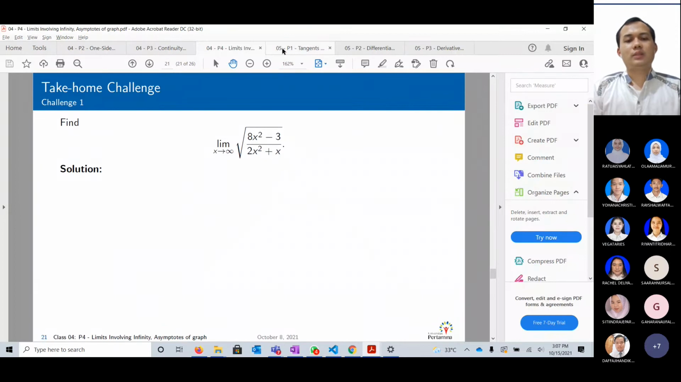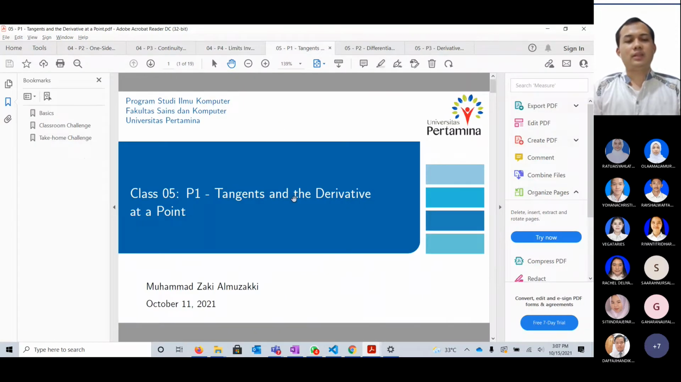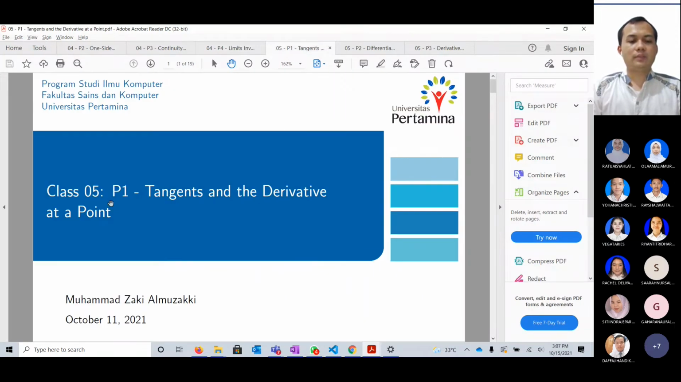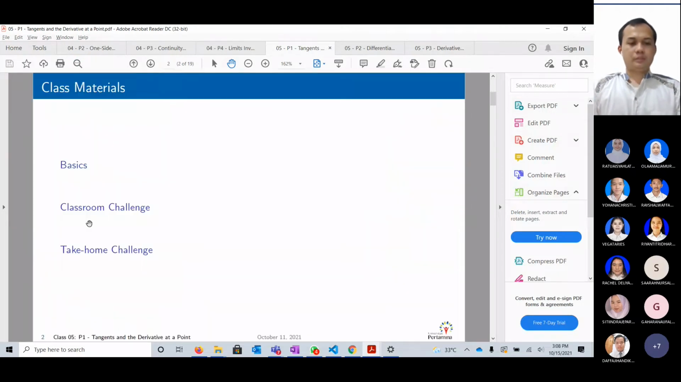Now we jump to the next material, which is about tangents and derivative at a point. What is tangent? What is derivative at a point? Tangent is basically in bahasa means garis singgung. Tangent means garis singgung, and derivative means turunan. So, tangent and derivative at a point means garis singgung dan turunan pada satu titik tertentu.